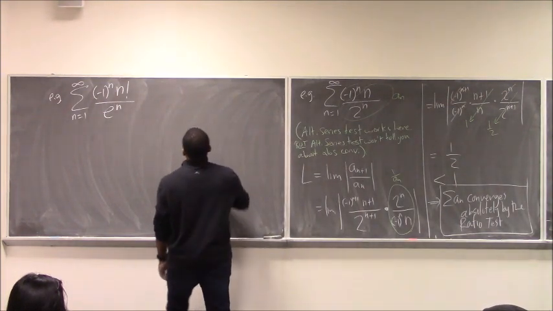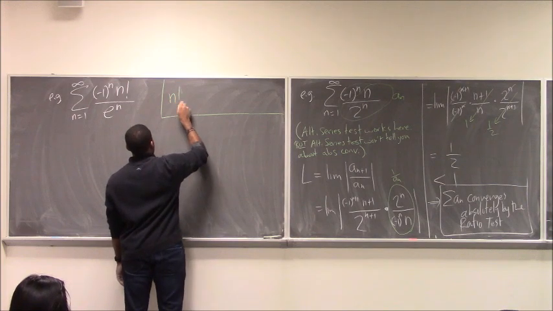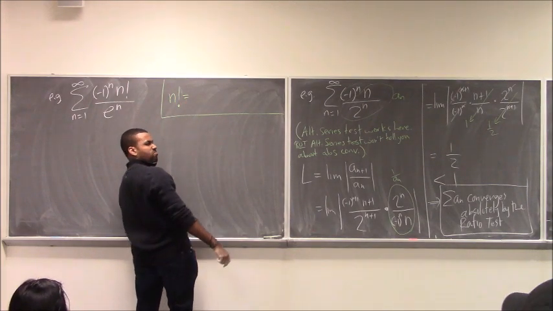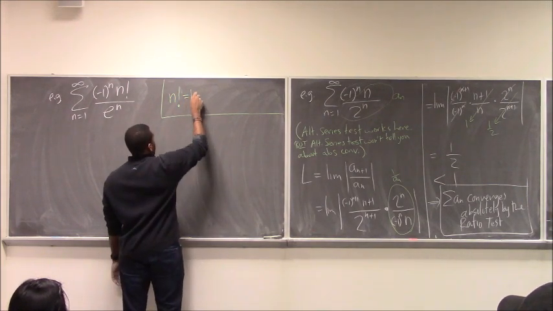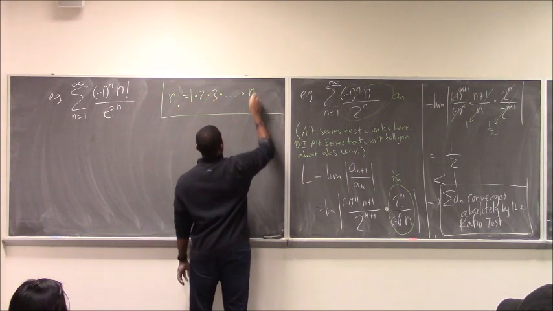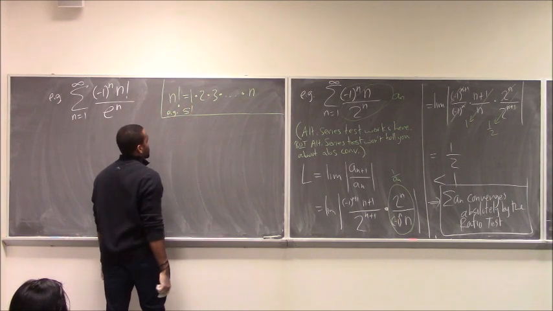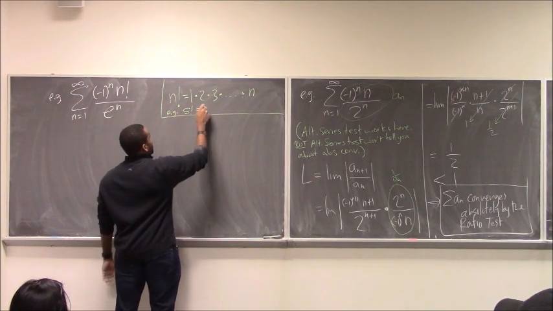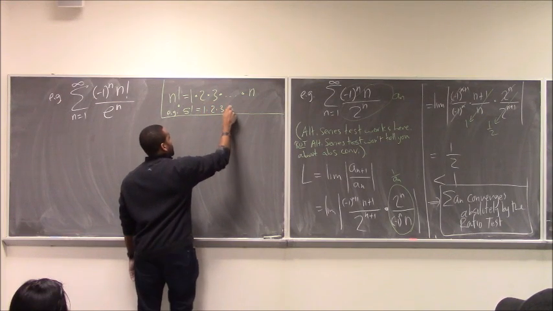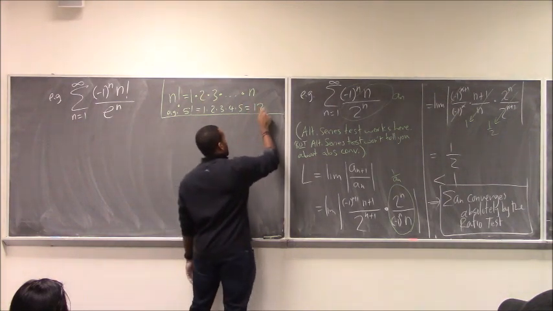Just to make sure, do we know what n factorial stands for? Guys, did we talk about that yet? All right. That means 1 times 2 times 3 times all the way up to n. So, for example, 5 factorial. It's not fun. It's just 1 times 2 times 3 times 4 times 5. It's not someone getting excited. It actually means something in mathematics.